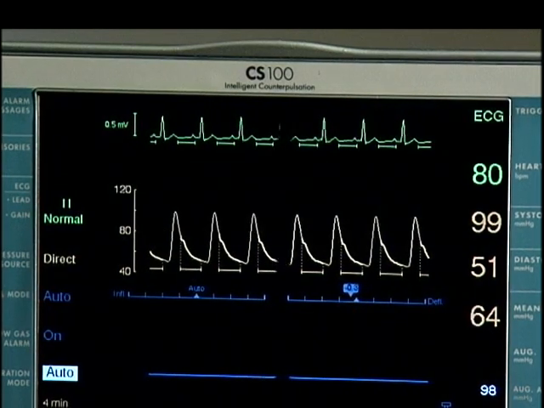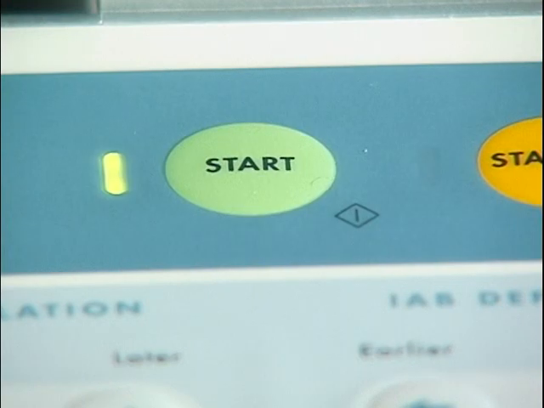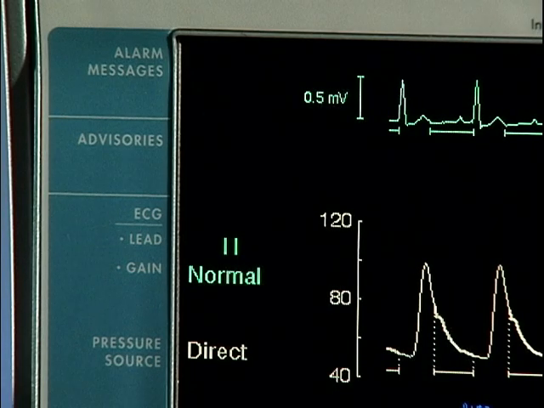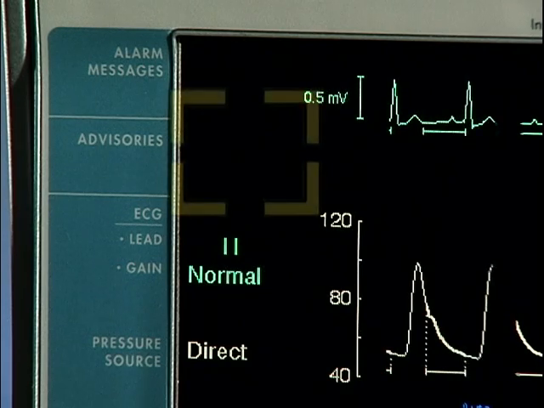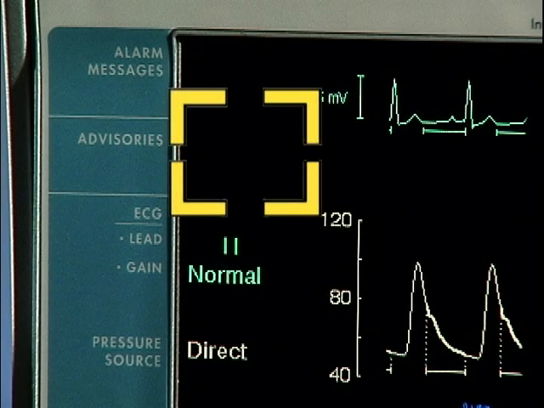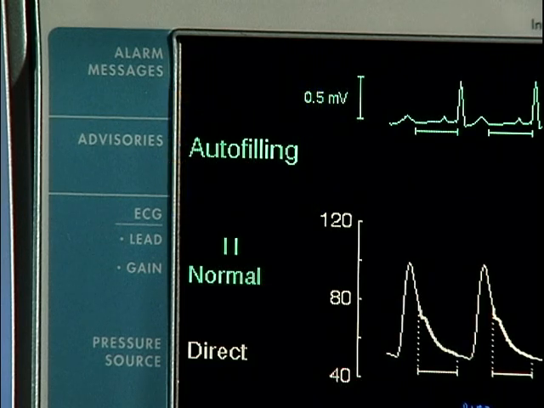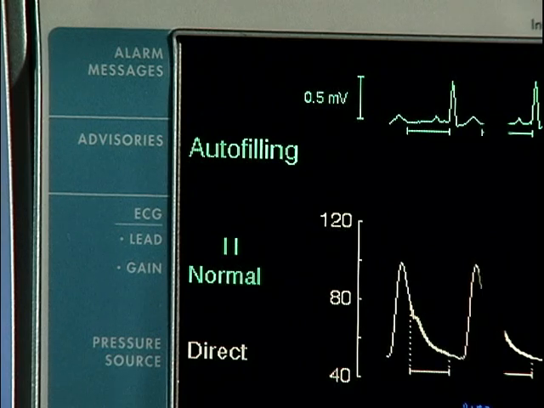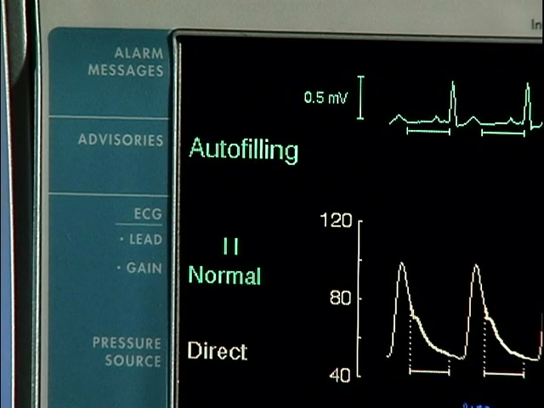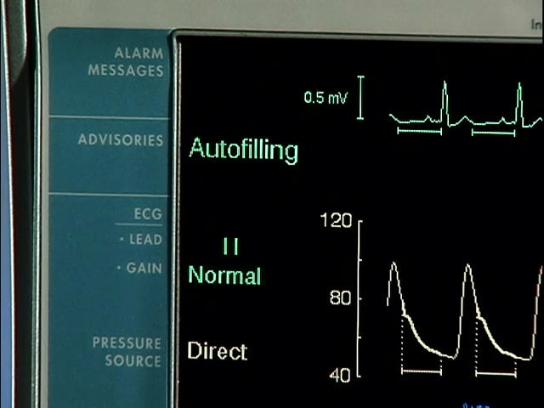To begin cardiac assist, press the Start key, which will initiate the autofilling sequence. Confirm that the autofilling is in progress by looking here on the monitor screen. The word autofilling should be posted in the advisory field of the display. During autofilling, the balloon catheter circuit will be purged and filled with a calibrated volume of helium. This process is then repeated one more time before assist begins.